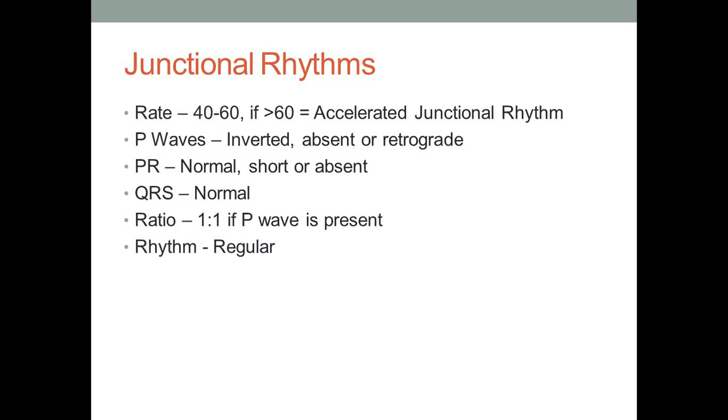So the P waves, what we're looking for is that it's absent, inverted, or retrograde. Absent means we don't see one at all. Inverted is an upside down P wave, which would mean that the electrical impulse is passing upwards through the atria from the bundle of His. Or the P wave is retrograde, so it's after the QRS complex, which would mean that the ventricles contracted first and then the atria contracted.